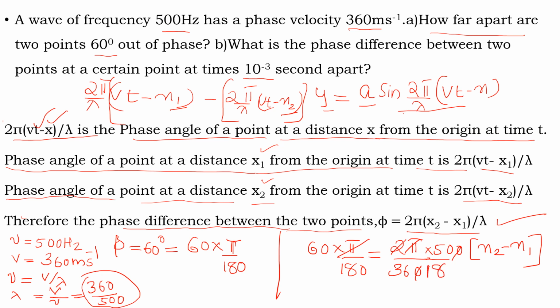And finally, we get the value of x2 minus x1 as 0.12 meter. That is the value of x2 minus x1. That is, the 2 points are separated by a distance 0.12 meter, so that the phase difference between them is 60 degree.